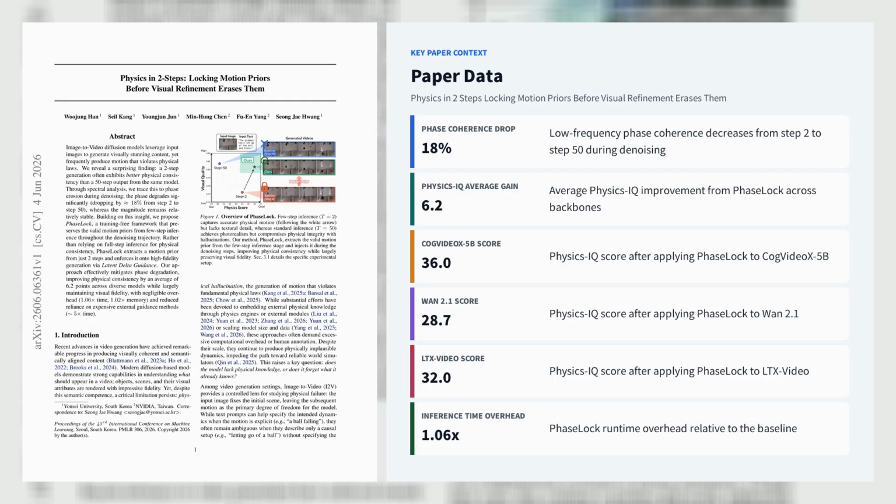Phase lock extracts a motion prior from the 2-step latent and re-injects it during full 50-step generation through latent delta guidance, a spatial domain constraint on interframe latent differences that avoids explicit FFT surgery.